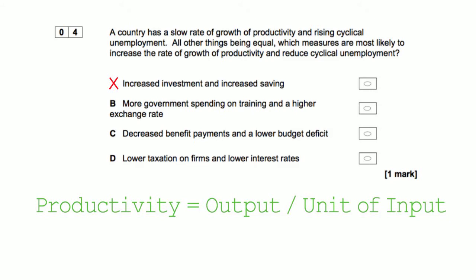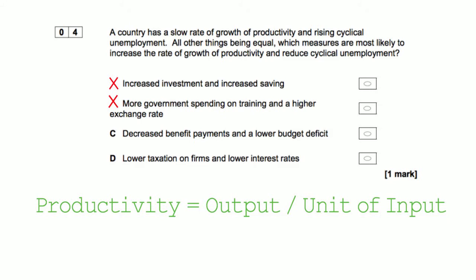If there was a higher exchange rate, it would mean that your exports are now more expensive and foreign goods and services are now cheaper. This would result in exports falling and imports rising, and this would cause aggregate demand to shift inwards. An inward shift of aggregate demand would increase the rate of cyclical unemployment.